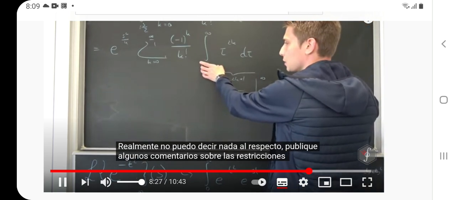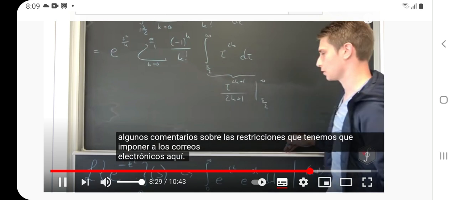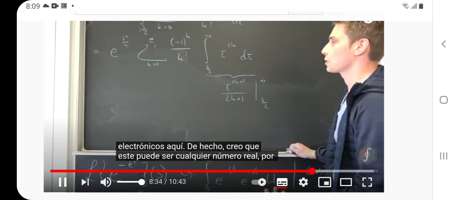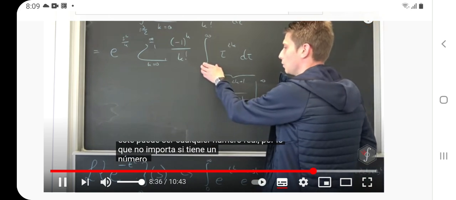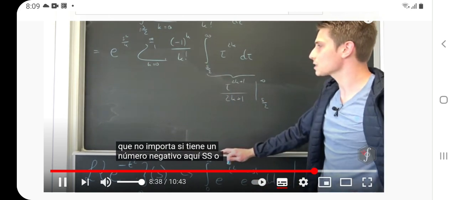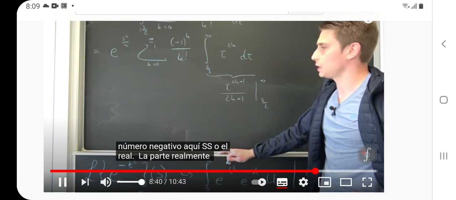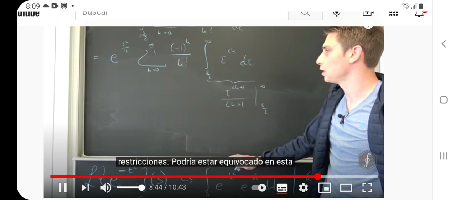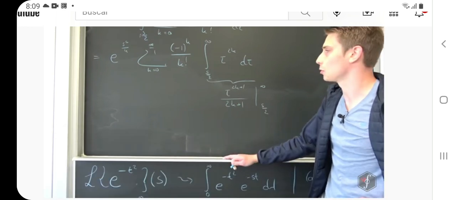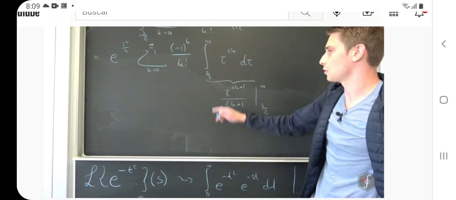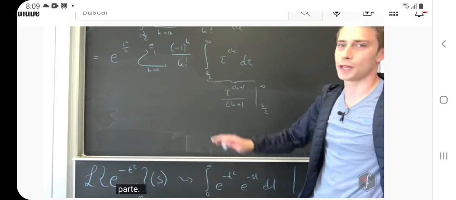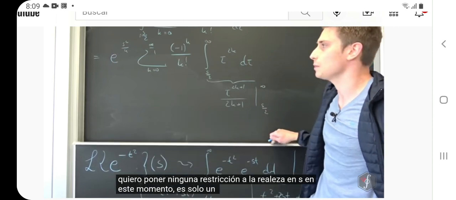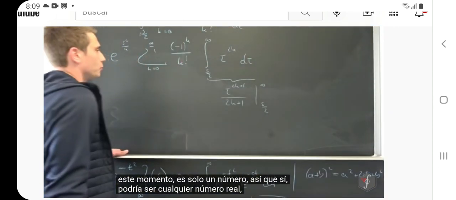Post some comments on what restrictions we have to place on s here actually. I think s can be any real number, so it doesn't quite matter if you have a negative number right here, so the real part really doesn't have any restrictions. I could be wrong on this part. Please tell me if I'm right on this part or not. Leave some comments down below. And yeah, I don't know about the imaginary part of s. So I don't want to place any restrictions right here on s right now. It's just a number. So yeah, it could be any real number probably.